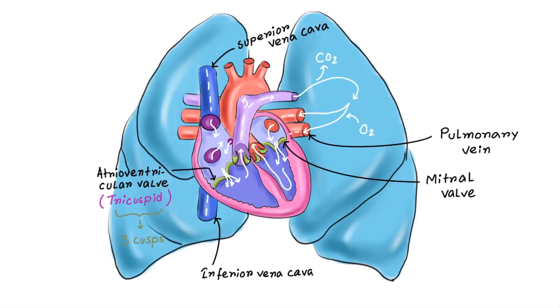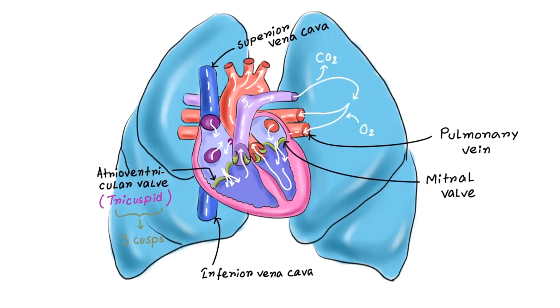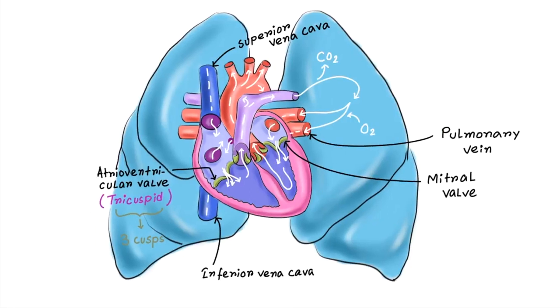So finally blood goes to this great vessel called the aorta through another important valve. This valve is called the aortic valve. Through the aorta, oxygenated blood is supplied all over the body. So this is the simplified circulatory pathway.